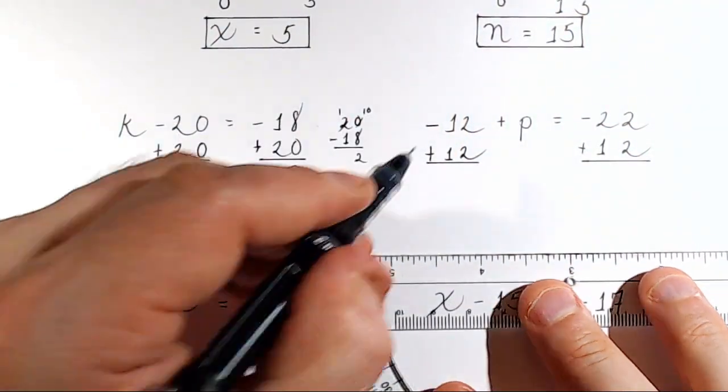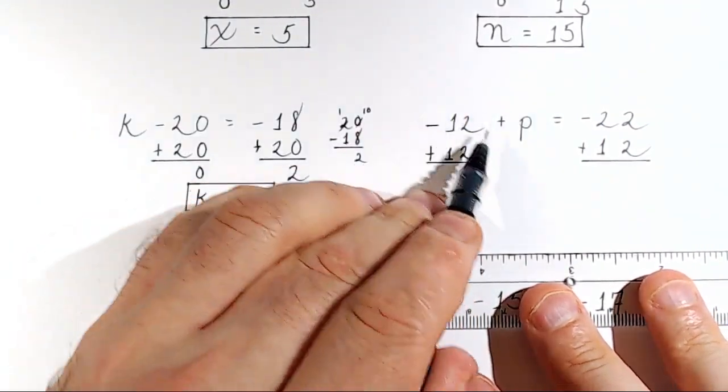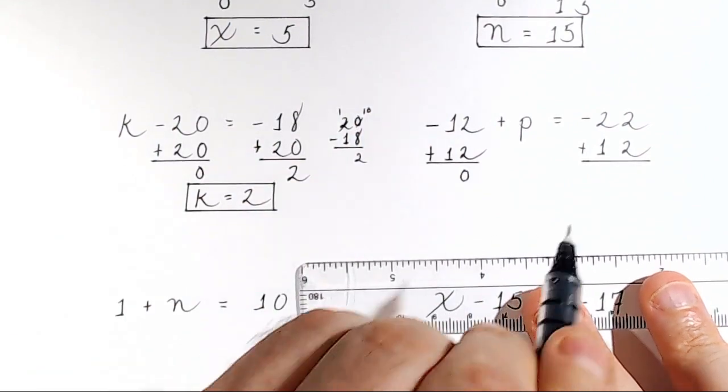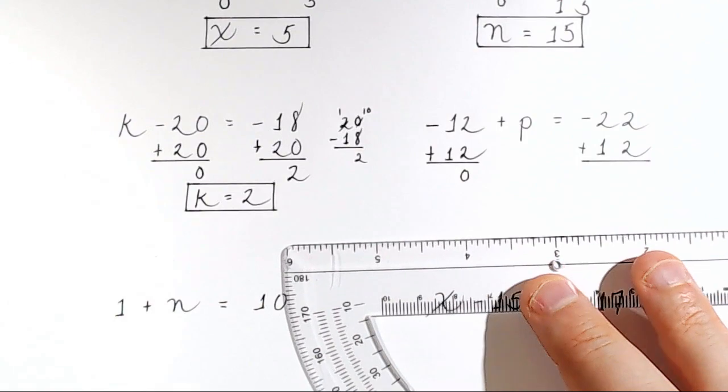Okay, now we'll stack add. Negative 12 plus 12 is 0. You notice a pattern here. You're always going to be eliminating one of these things. And over here, negative 22 plus 12, well, we'll just add it.